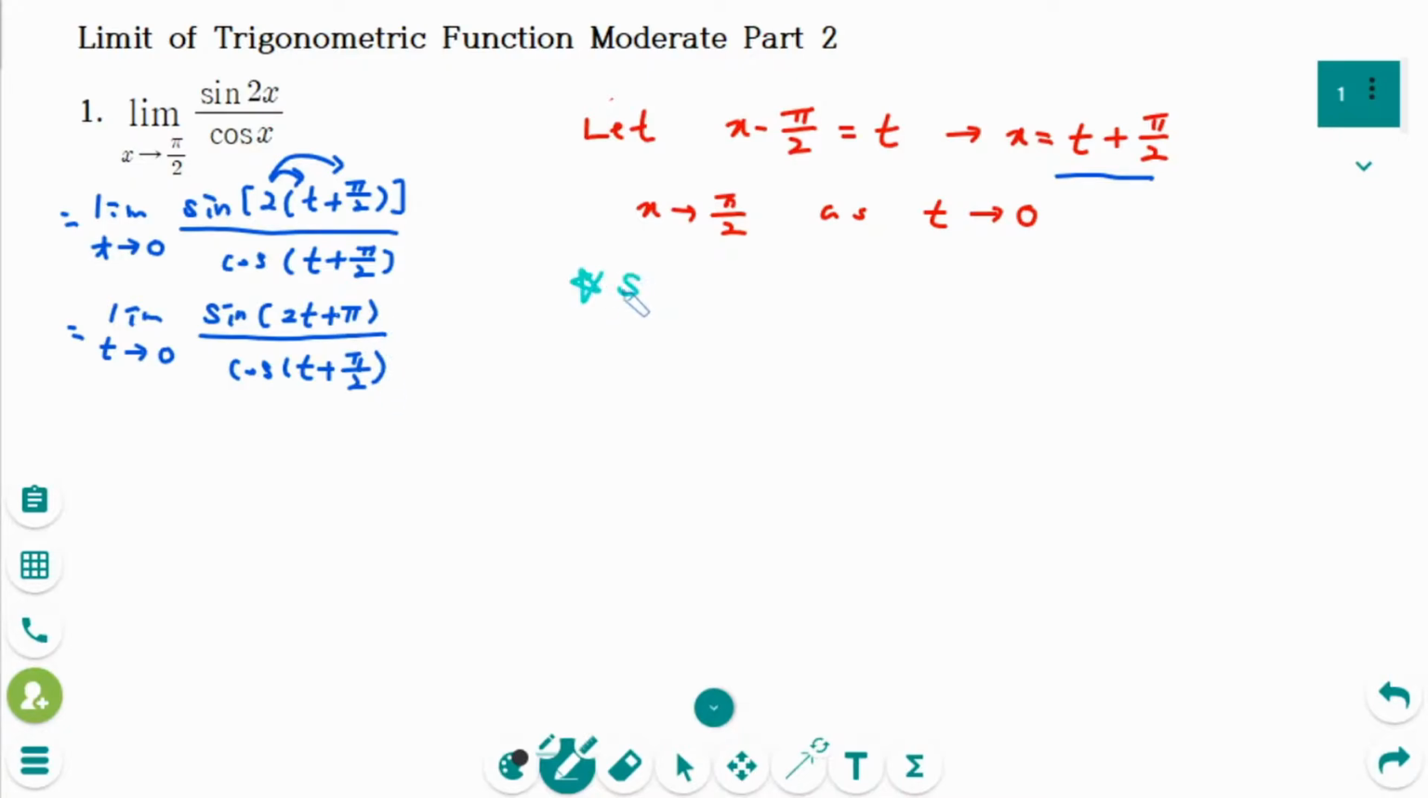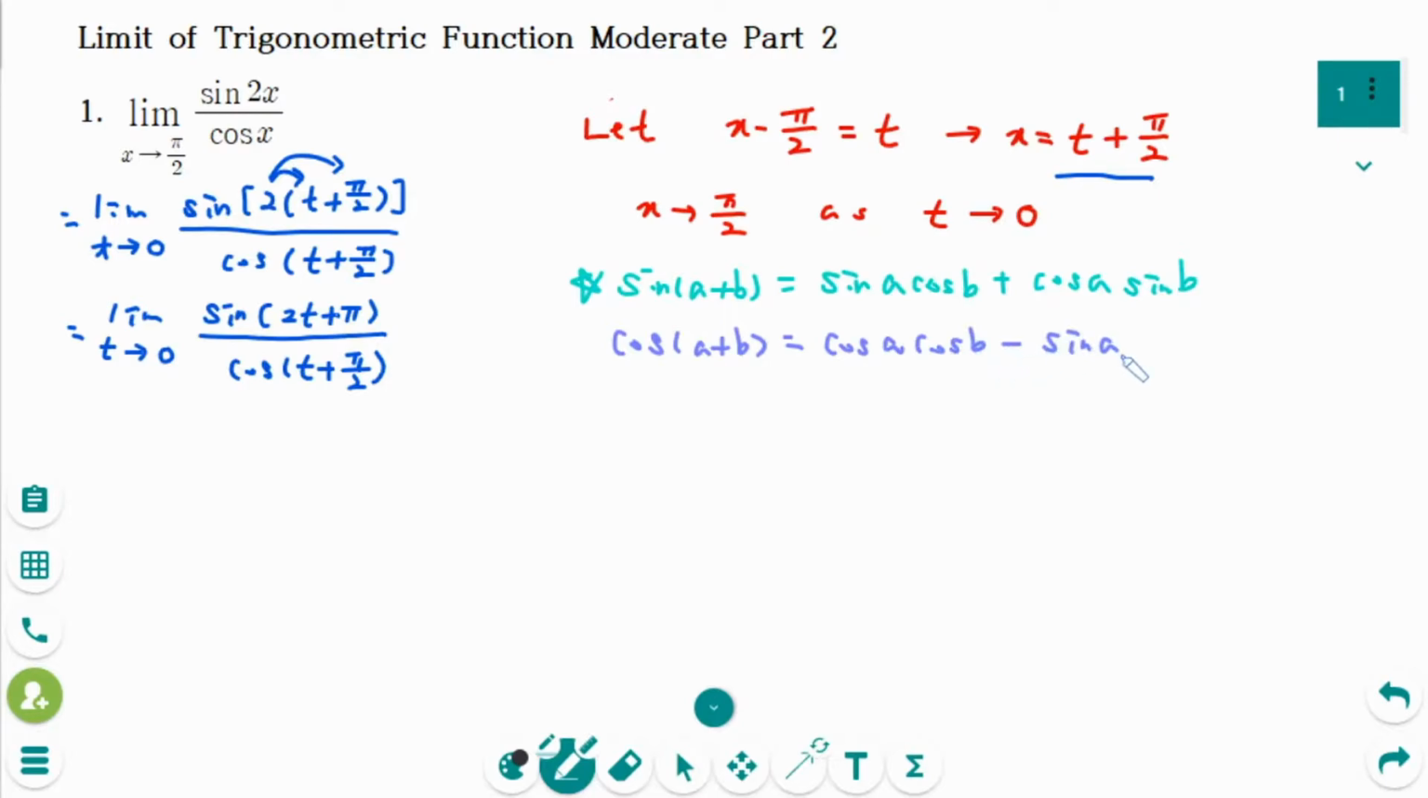Do you remember this identity? Sine a plus b equals sine a cosine b plus cosine a sine b. Cosine a plus b equals cosine a cosine b minus sine a sine b.